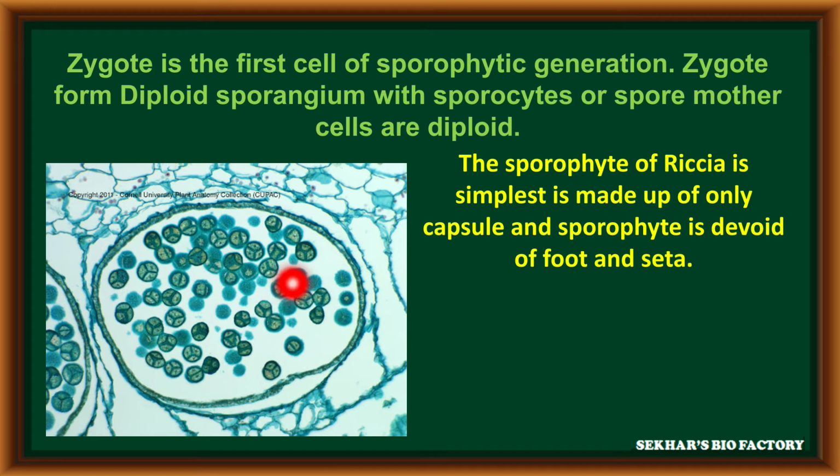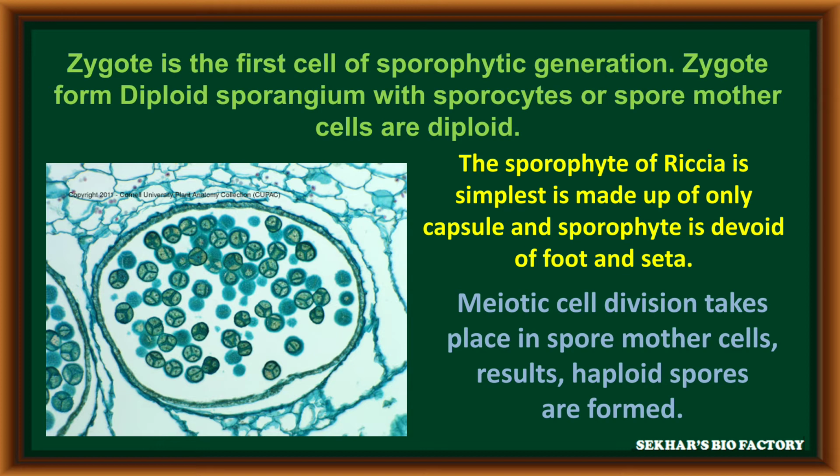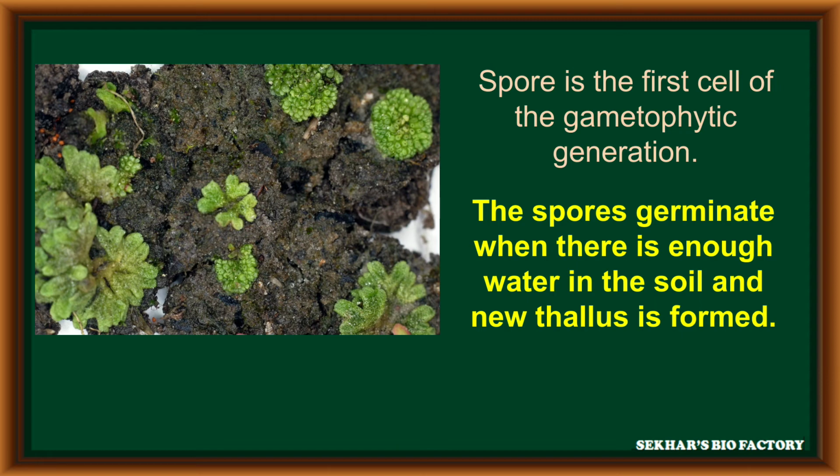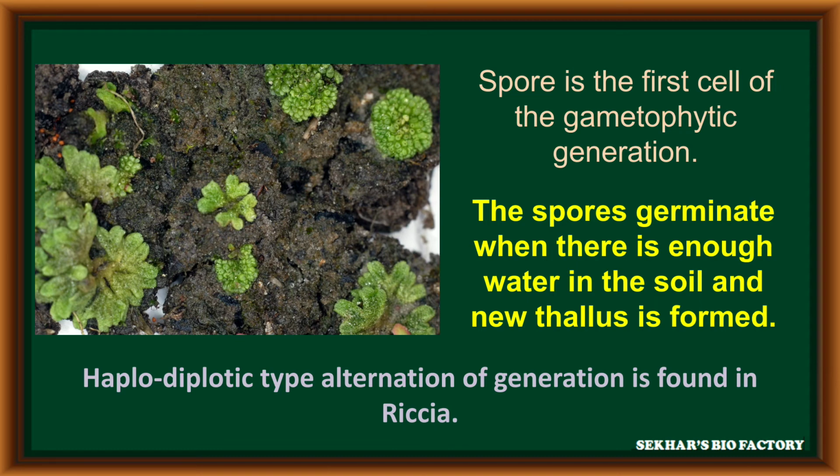The sporophyte of Riccia is a very simple structure made up of only a capsule, and inside it contains spores. In the structure of this sporophyte, the foot and seta are completely absent. The spore mother cells present inside the capsule undergo meiosis to form haploid spores. These haploid spores are the first cells for the development of the gametophytic generation. The spores germinate in the presence of water in the soil and become a new thallus. In Riccia, it shows haplodiplontic alternation of generations generally.